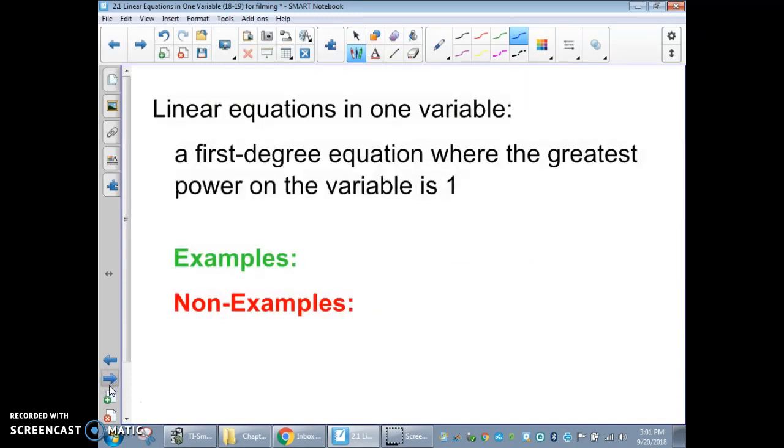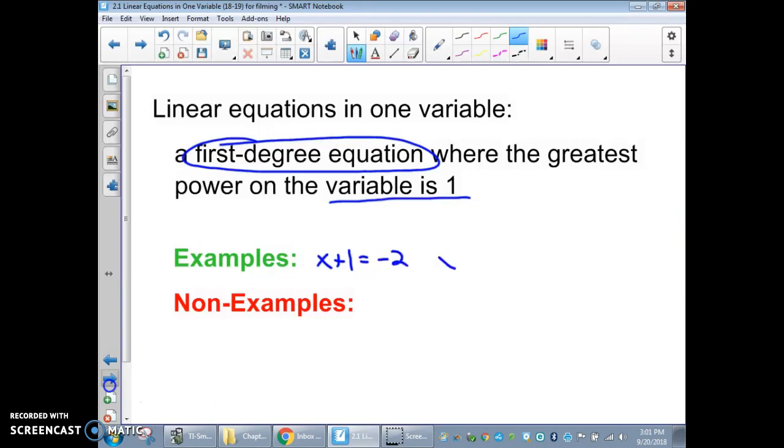The first thing we need to be aware of is what a linear equation is. A linear equation is a first-degree equation where the highest exponent on the variable is 1. Examples include x plus 1 equals -2, x minus 3 equals 7x plus 4, 2k plus 5 equals 10.